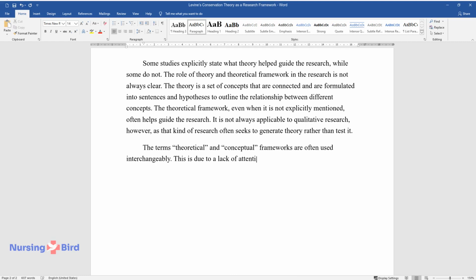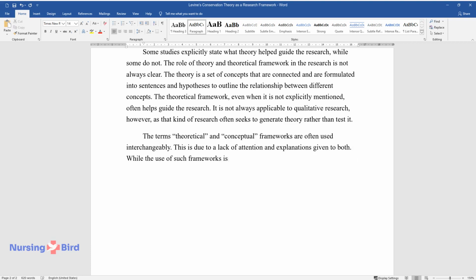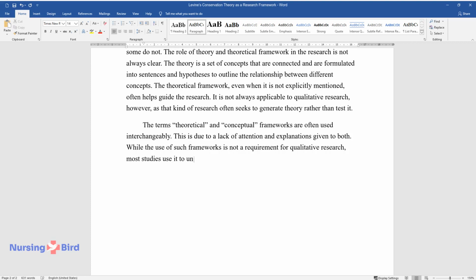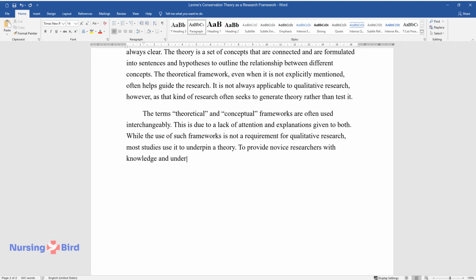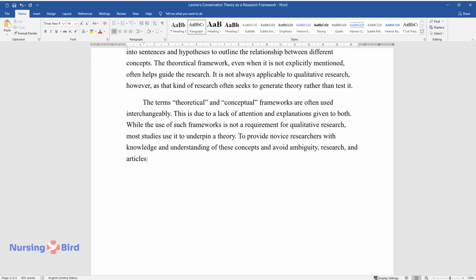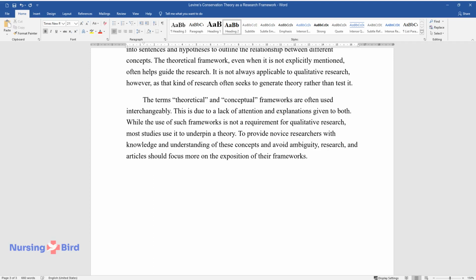The terms theoretical and conceptual frameworks are often used interchangeably. This is due to a lack of attention and explanations given to both. While the use of such frameworks is not a requirement for qualitative research, most studies use it to underpin a theory. To provide novice researchers with knowledge and understanding of these concepts and avoid ambiguity, research and articles should focus more on the exposition of their frameworks.